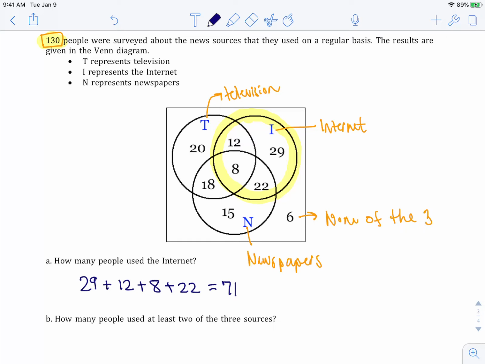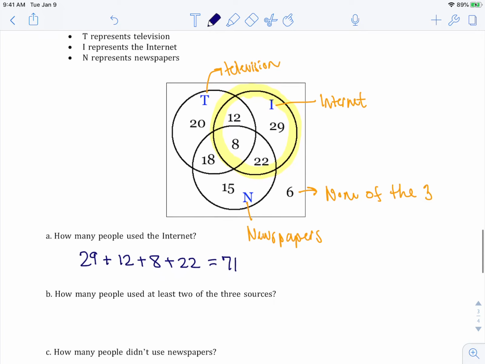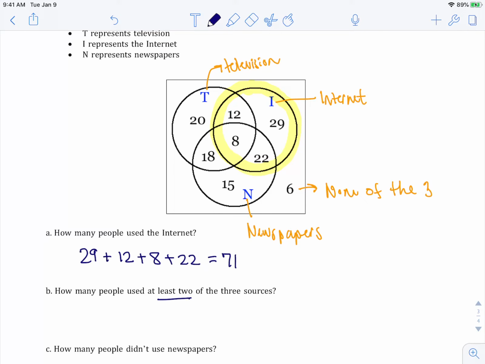Now I'm going to go ahead and go to the next question, which says how many people used at least 2 of the 3 sources. So let me go ahead and get rid of that. All right, I'm going to use my highlighter again. So at least 2. So if I look here, that's using television and internet. So then I know 12 is, because at least, it can use more, but it has to be at least 2.